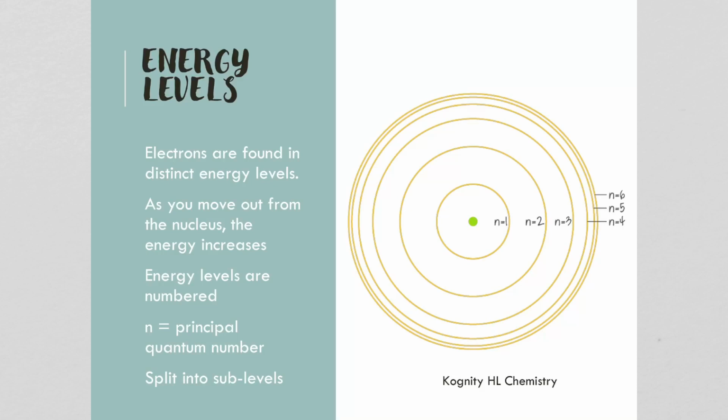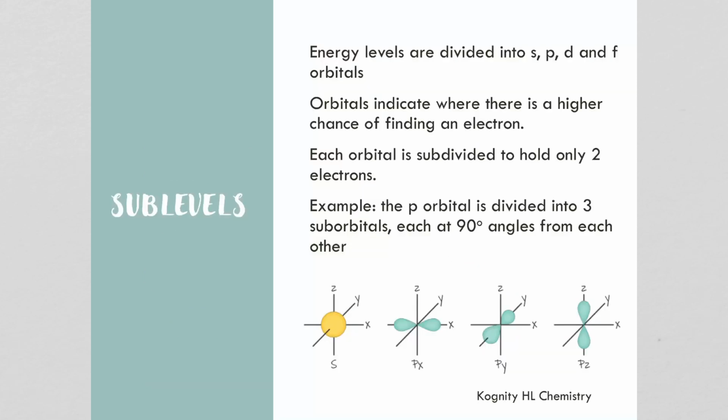And energy levels are numbered. So n is equal to the principal quantum number. So the first energy level is n equals 1, the second one is n equals 2, 3, and so on, all the way up to 6. And those energy levels themselves are split into sublevels. As I said, energy levels are divided into s, p, d, and f orbitals.